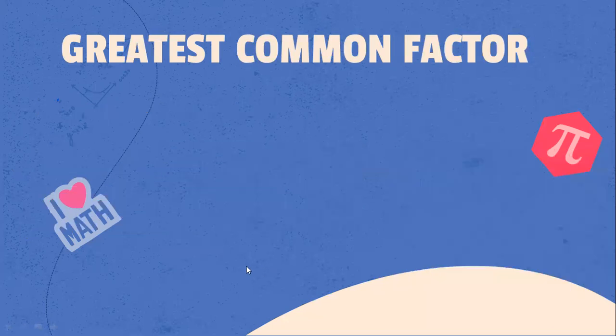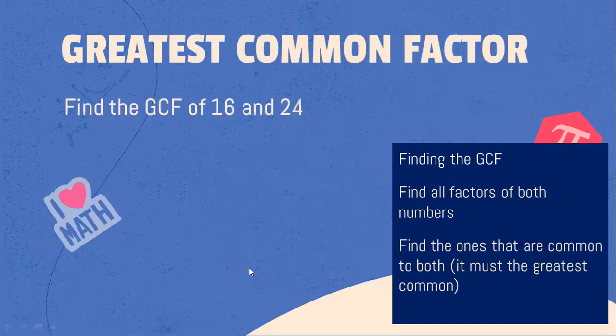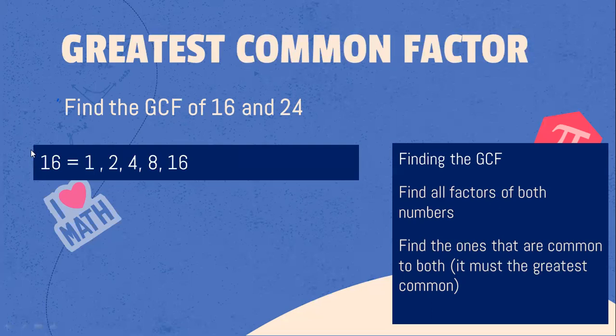Let's try another example. Find the greatest common factor of 16 and 24. First, we find all the factors of both numbers, then find the ones that are common to both. It must be the greatest common factor. What are the factors of 16? It can be 1 multiplied by 16, 2 multiplied by 8, 4 multiplied by 4, that's 16.